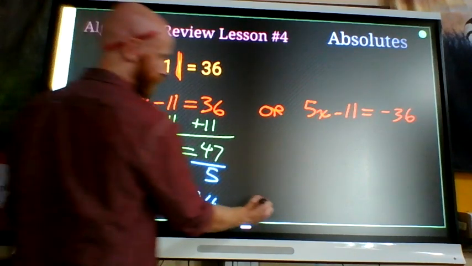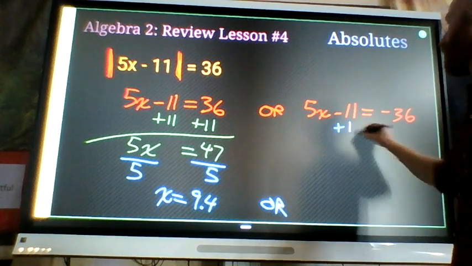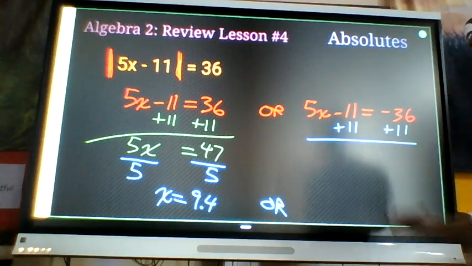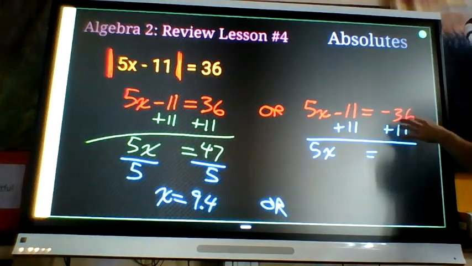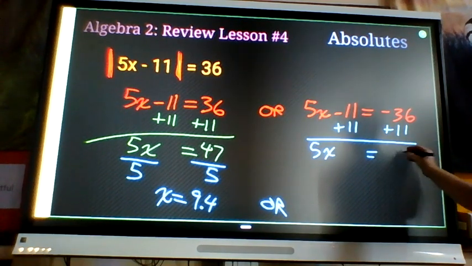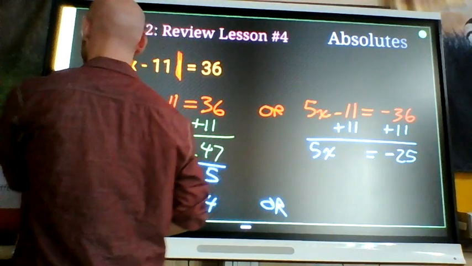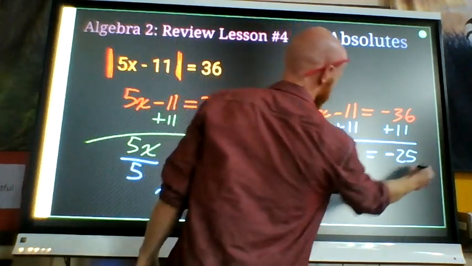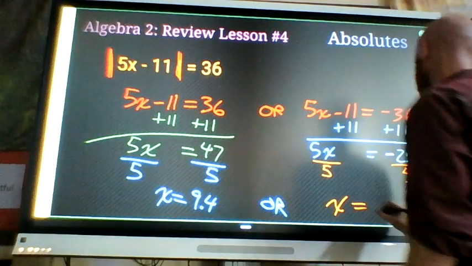My other possible solution is add 11 to both sides. Be careful with this because you're going to be tempted to make a mistake right there. 5x is equal to negative 36 plus 11, opposite signs, fight, subtract, negative 25. Divide both sides by 5. And we got x equal to negative 5.